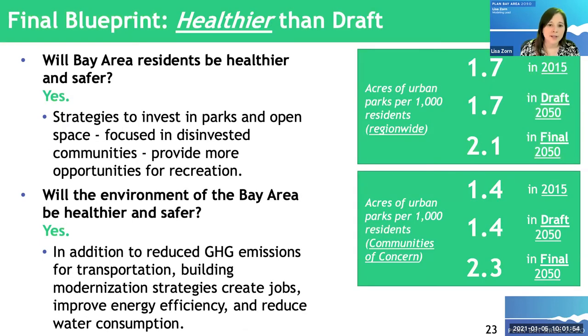Moving on to environmental and public health. Bay Area residents will be healthier and safer as a result of the final blueprint strategies. In addition to earlier points about resilience, climate, and natural lands protection, the final blueprint also invests in parks and open space with an emphasis on achieving more equitable outcomes. As shown on the right side, communities of concern have fewer parks today than wealthier, whiter communities. With strategic investments, we're able to close that gap by 2050 with the new parks and open space strategies.